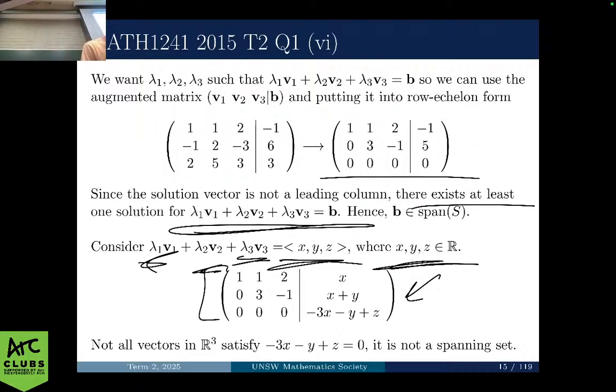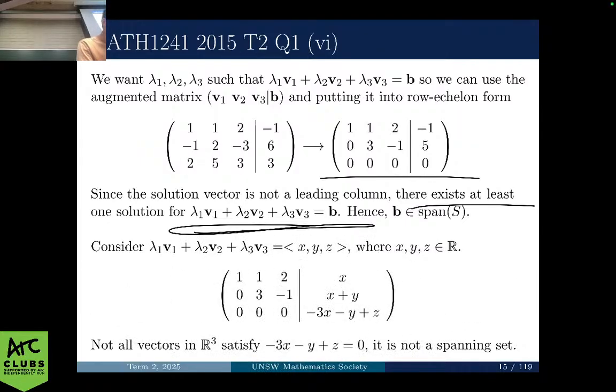And I know that this will only ever have solutions if this term here is 0. And why is that? Well, let's just think about that last line. That last line is essentially saying 0 lambda 1 plus 0 lambda 2 plus 0 lambda 3 equals this stuff. In other words, 0 equals negative 3x minus y plus z.